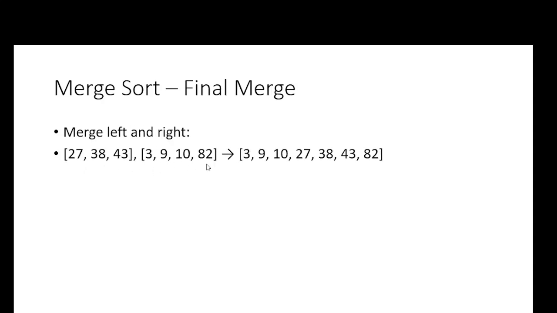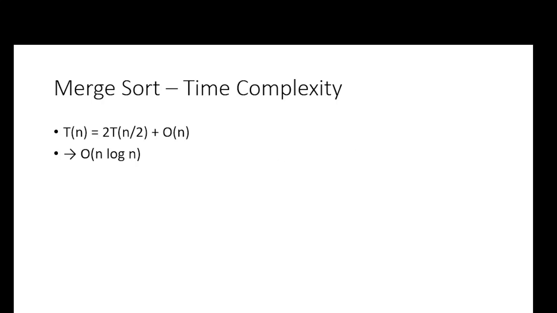Now I have these two sorted lists. First of all, it will compare 3 and 27. 3 will be taken in. Then it will compare 9 and 27. 9 will be taken in. 10 and 27, 10 will be taken in. It will compare 27 and 82. 27 will be taken in. 38 will be taken in. 43 will be taken in. And then finally, because the end of one list is reached, it will just add the remaining elements to the list. So 82, and if there is any element further, it will be added to the list as it is. The complexity here is O of n log n.